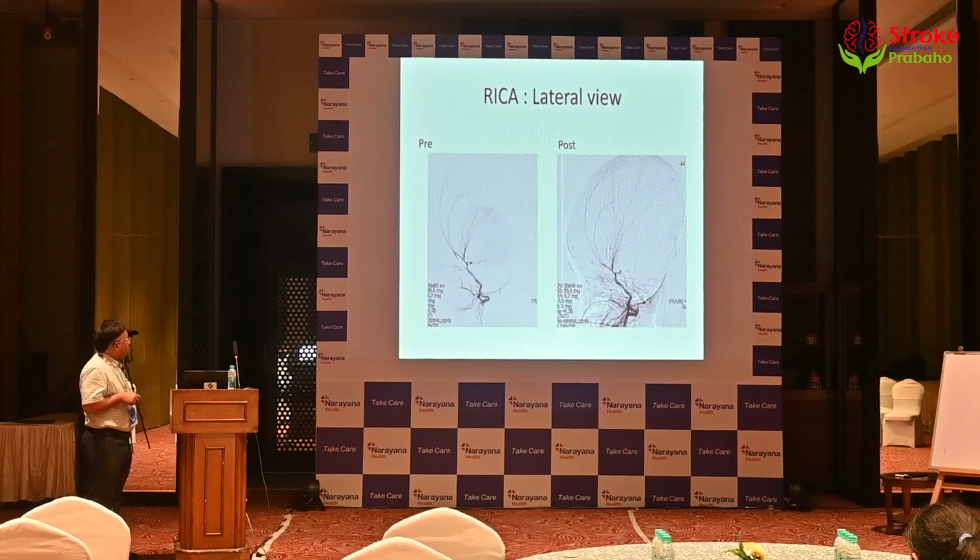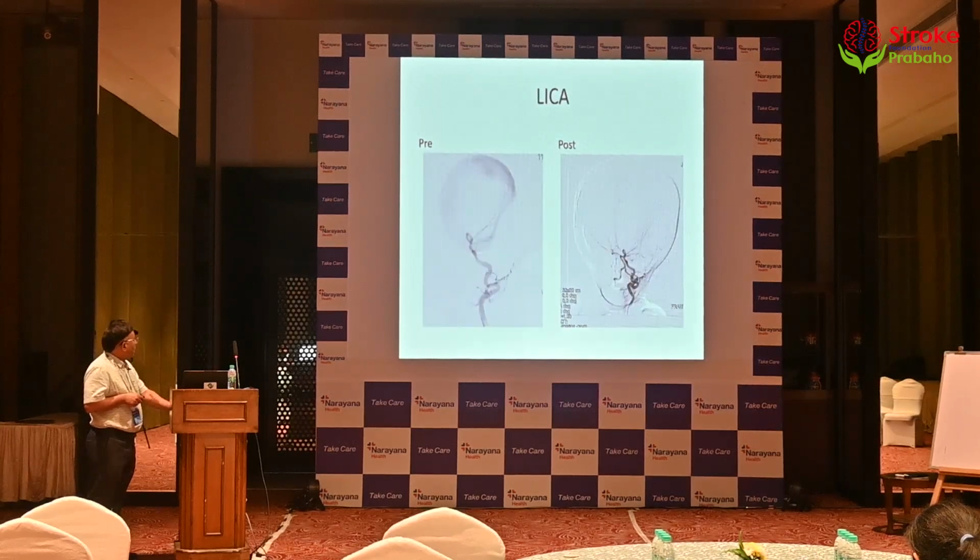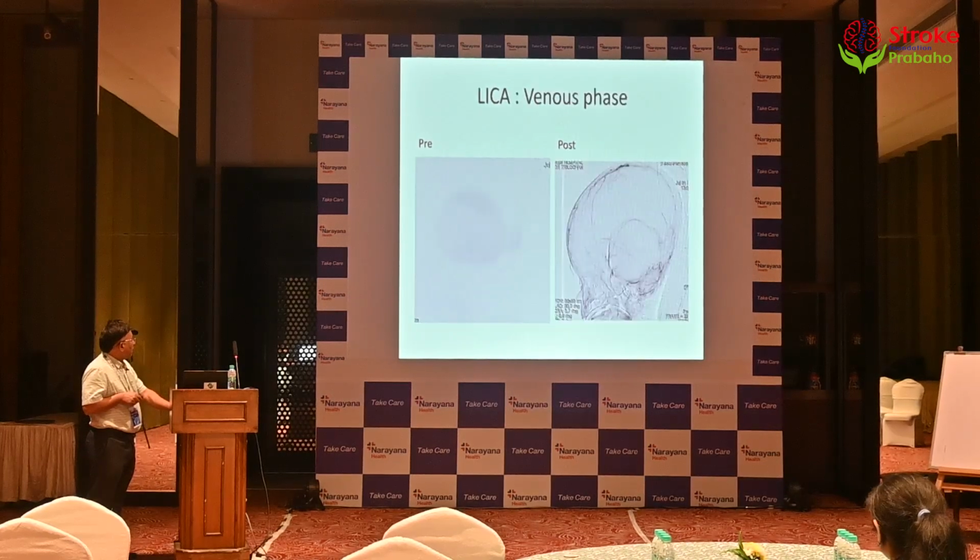This is the pre and post. Previously the venous system was not visualized, and the arterial system was not very well visualized. Now we can see the arterial system as well as the venous system very nicely. And this is on the left side, pre and post. Now we can see vessels very clearly. And this is the left ICA venous phase. Again, you can see the venous system on the left side.